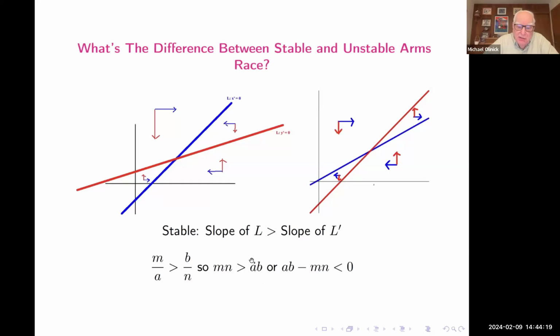And you can think about this in terms of an interpretation that a and b are these coefficients of mutual fear. And somehow if we combine those by looking at the product, if that's smaller than these internal constraint coefficients, we have stability. And we have the opposite inequalities in the case of an unstable arms race.